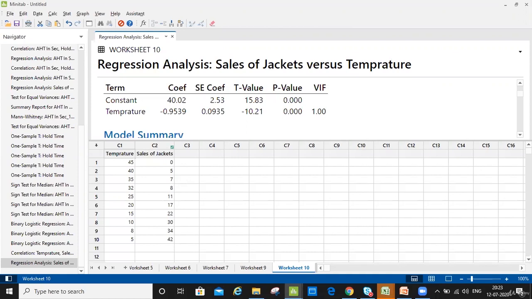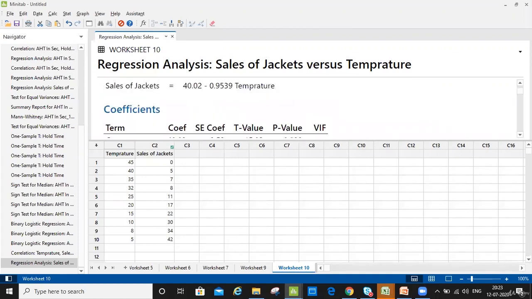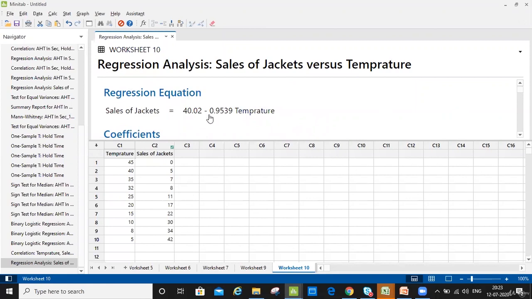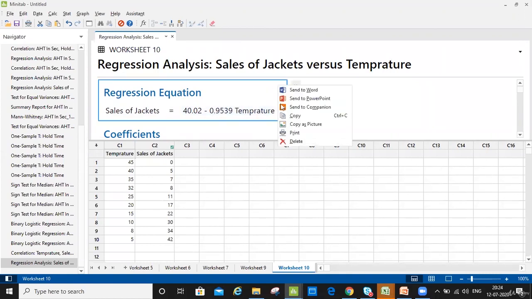So one is the p-value that we talk about. Another thing it gives is the prediction equation. Can you see this equation? It says sales of jackets is equal to 40.02 minus 0.9 into temperature. So let me just copy this equation somewhere.